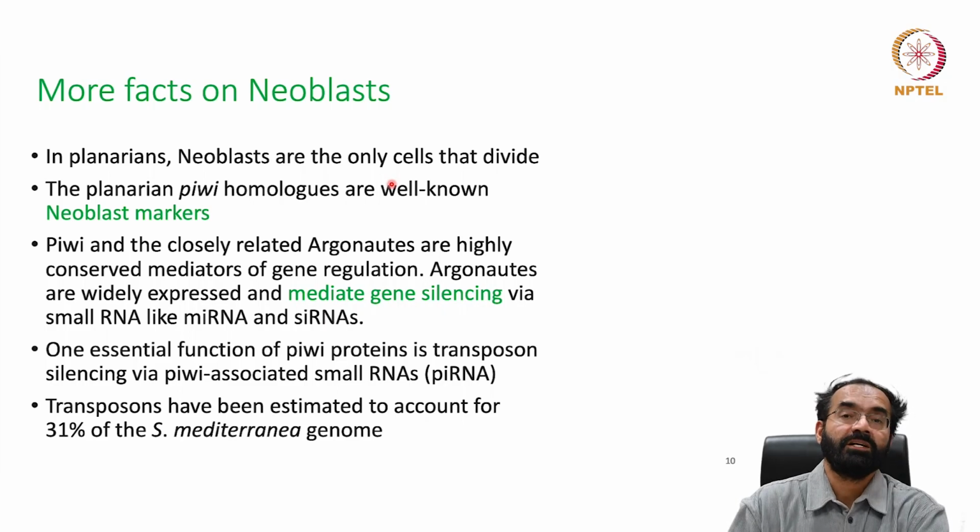Our neurons normally don't divide, especially in the central nervous system. They stay for the rest of your lifetime. Many of your muscles don't divide either. They are terminally differentiated. So in planaria, every cell in its body is terminally differentiated, except for the neoblasts. They are the only cells that divide.